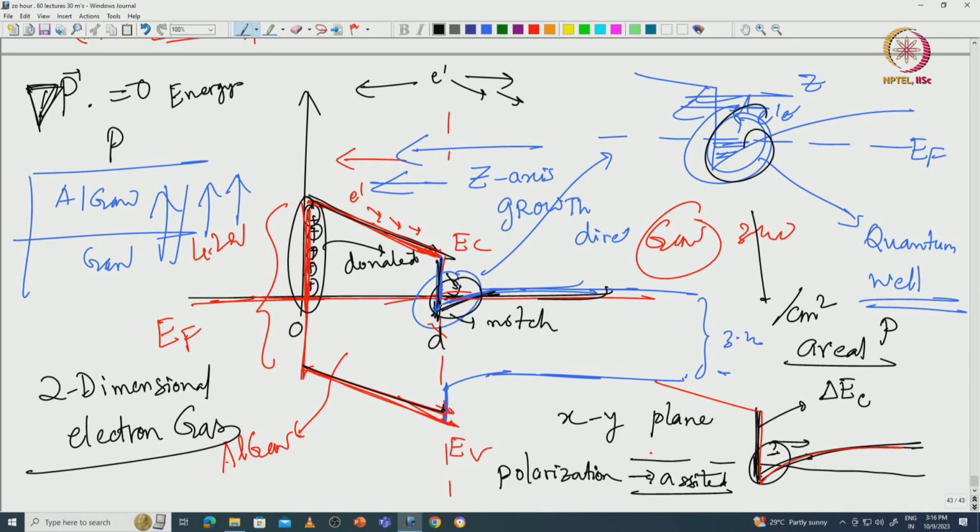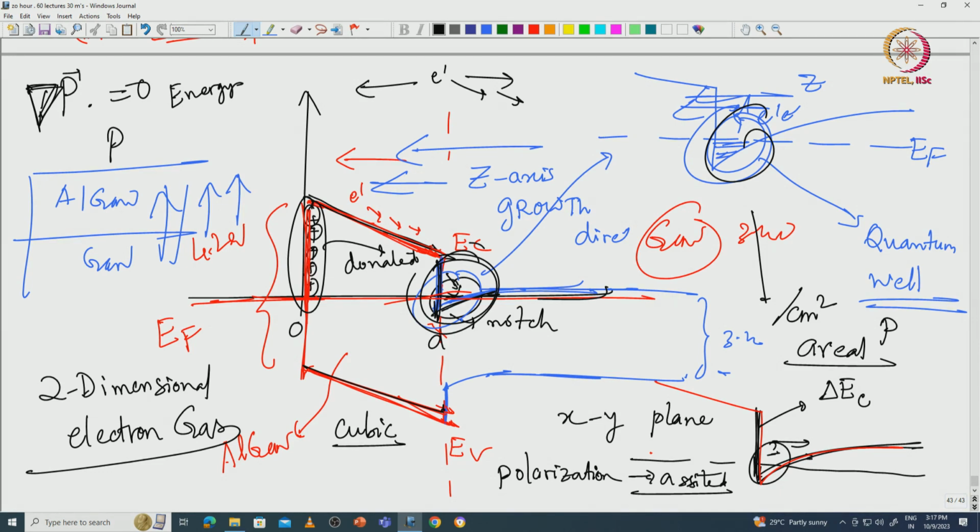To maintain overall charge neutrality, the system will pull in electrons from remote impurities, defects, dangling bonds, what have you. It will pull in electrons and form the quantum well with the 2D electron gas density such that the total charge neutrality is maintained. If you do not have polarization in a material, so for instance, I told you that GaN can also have a different phase which is a cubic phase. In cubic phase GaN does not have polarization. In that case you will not get the 2D electron gas because there is no polarization.